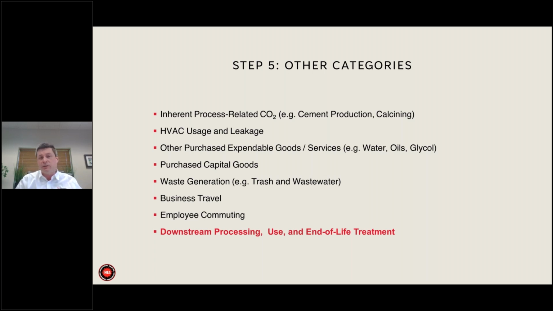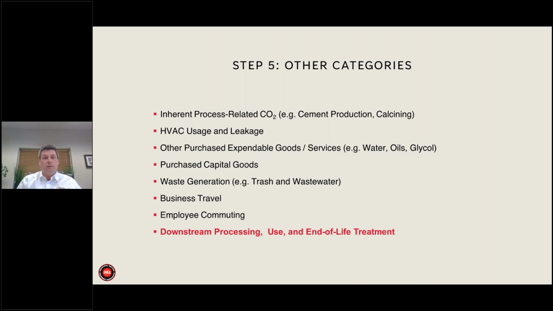No matter if it's electric or natural gas heated, you're still going to emit carbon dioxide, and there's nothing you can do about it if you want cement. HVAC usage and leakage, we talked about that earlier. You want to take a look at other purchased goods, especially water. Oils and glycol also have a carbon footprint, so you want to pay attention to that.